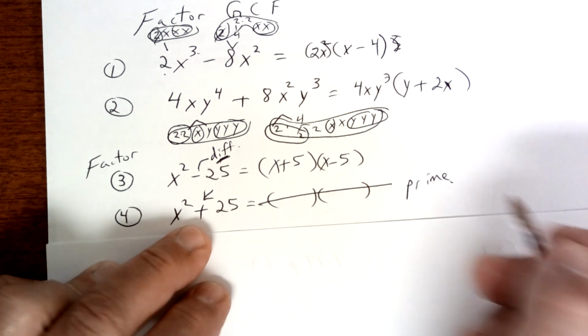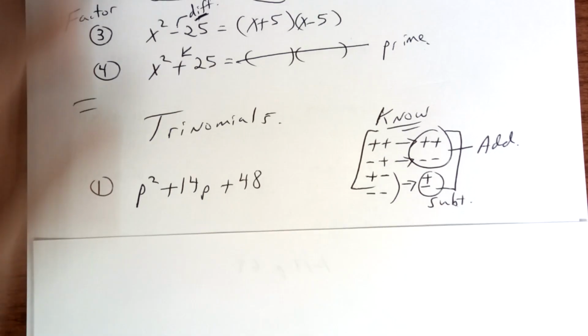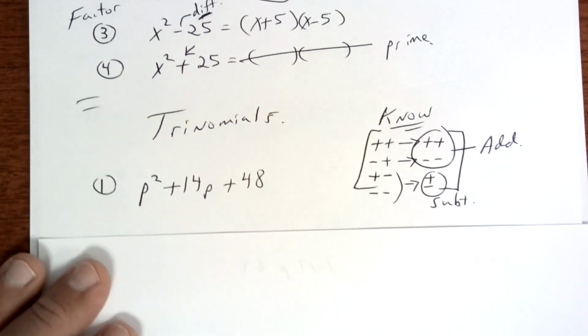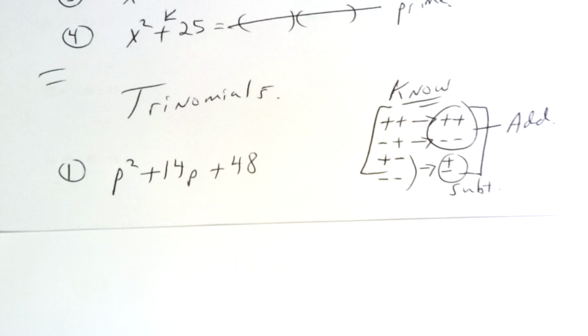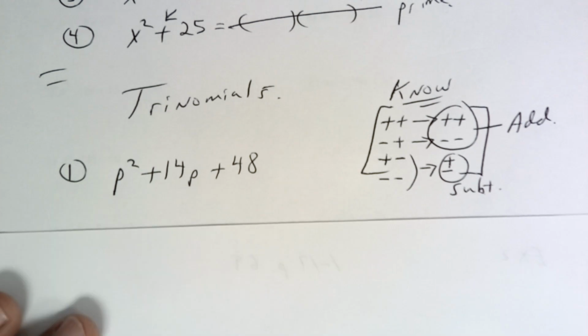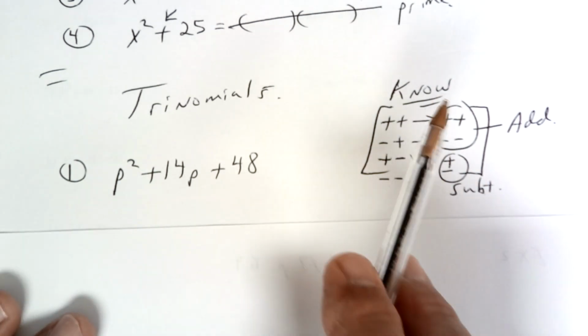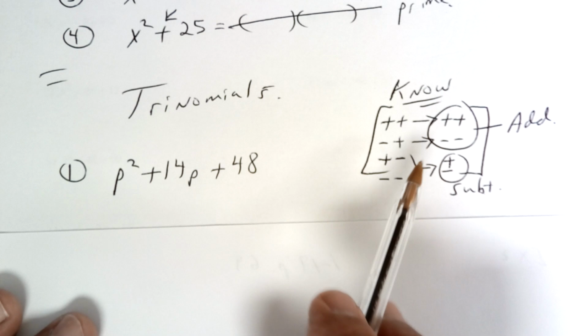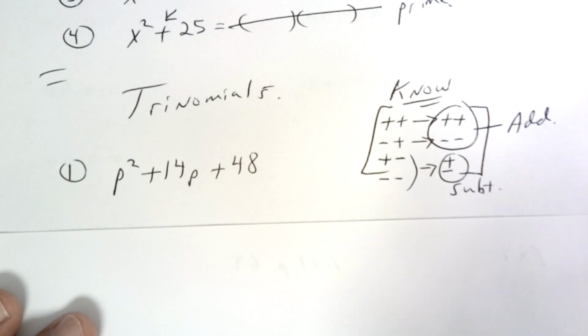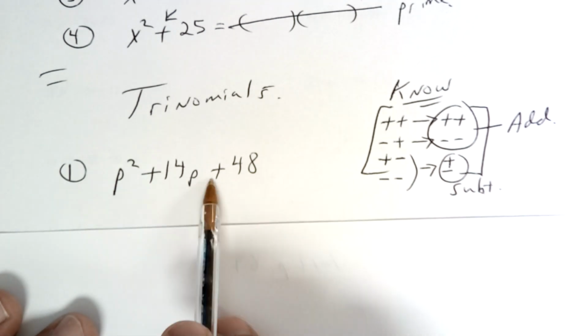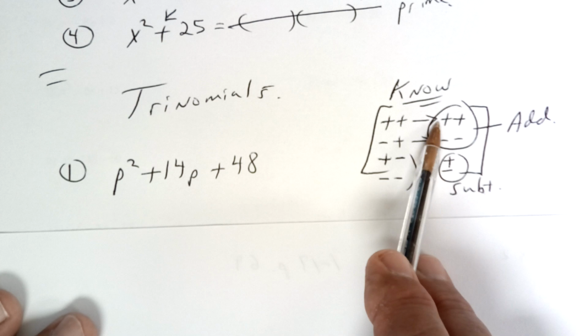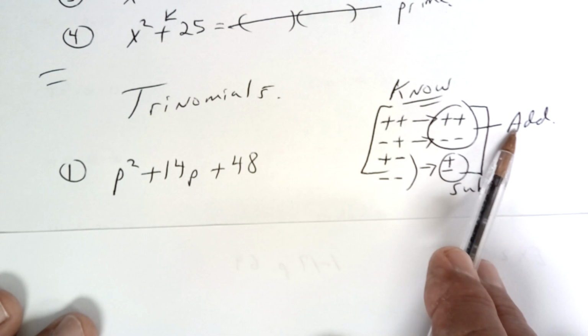Okay? Let's talk about today's work. We're doing trinomials. Copy this down right here, and I'll make it bigger so you can see it in the back. Now, when I say know this chart, that's exactly what I mean. Know this chart. So let's take a look here. This is a plus and a plus, so according to the chart, you're going to have 2 pluses, and you're going to be adding to get the middle term.